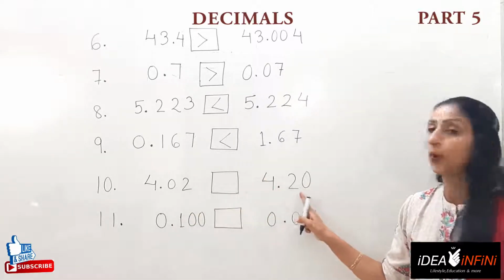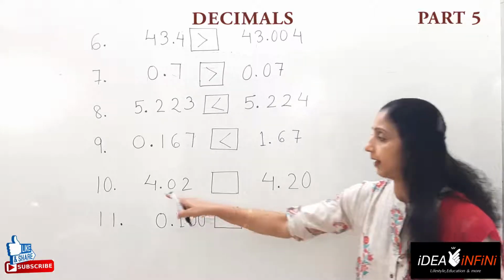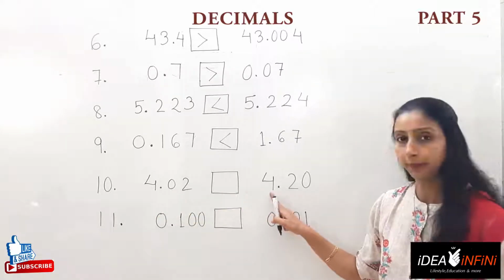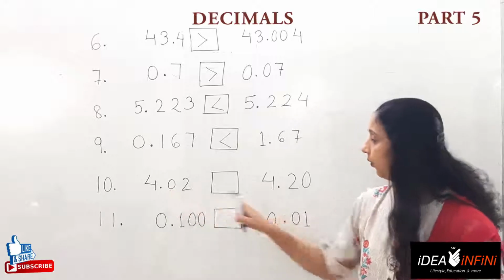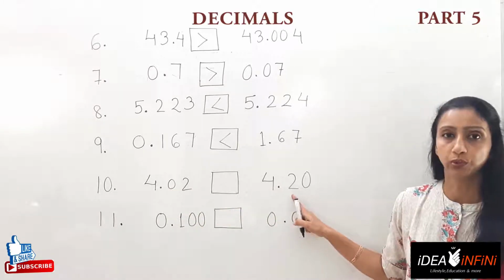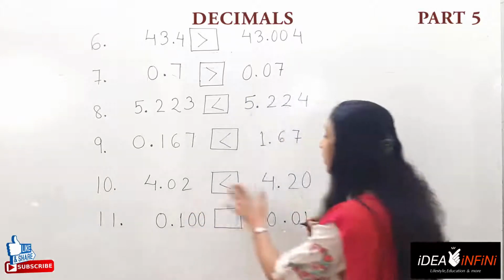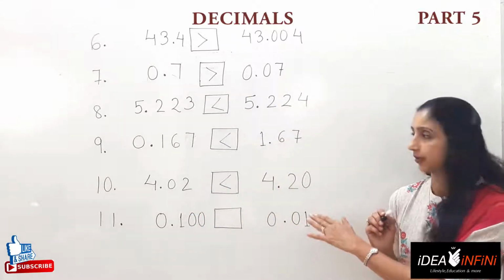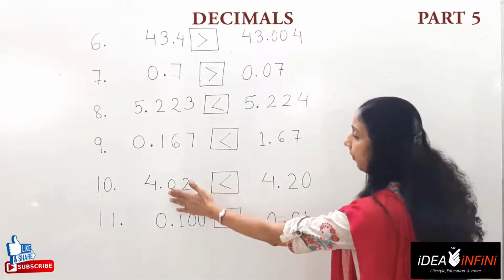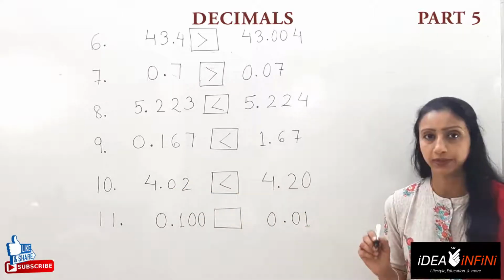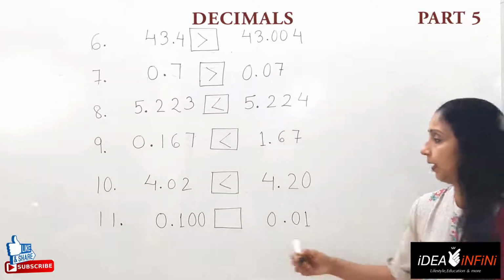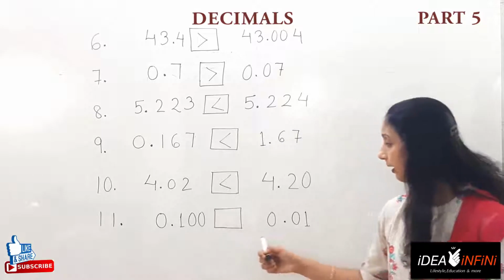4.02 and 4.20. The whole numbers are same. The first digit is 0. The first digit is 2. So here also we can stop. We do not need to compare the other digits, because the moment we are getting unequal digits, we have to stop.